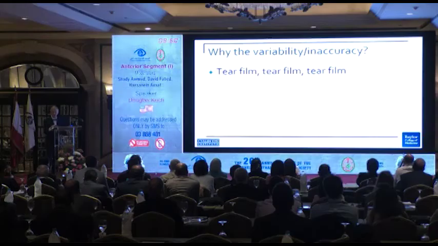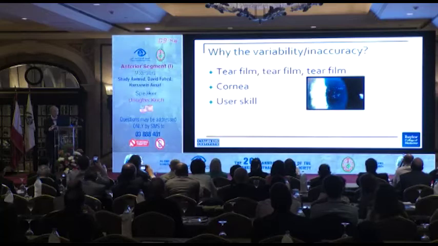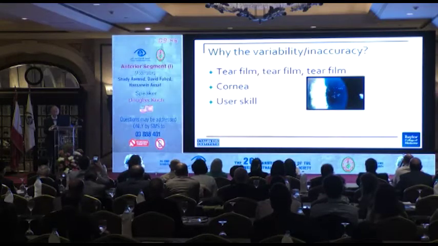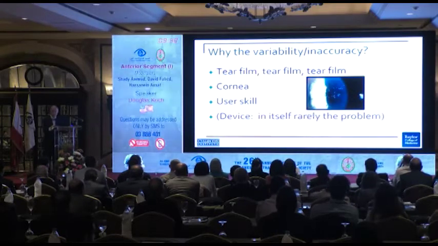So why is the variability? Obviously it has to do with the tear film, with dry eye, with corneal pathology, with the technician. Is the technician taking the measurement in an efficient manner? The devices really are not the problem. The devices we have now are great. It's really all the other factors.